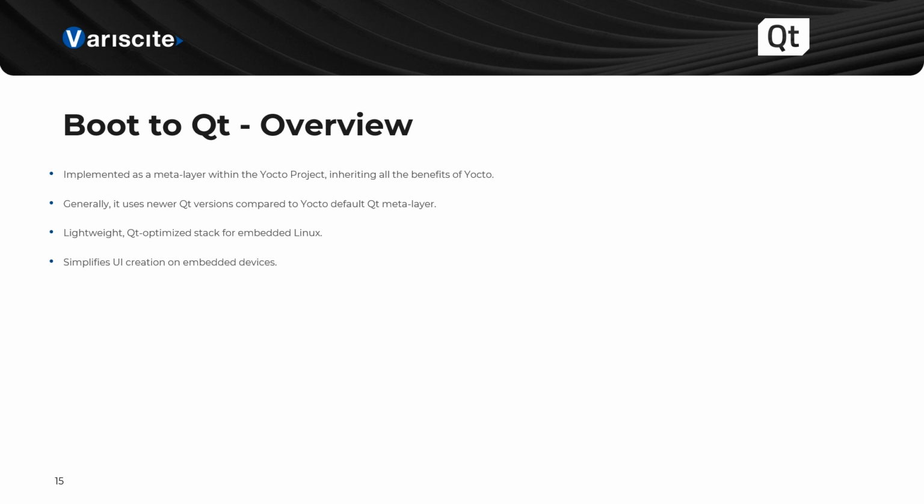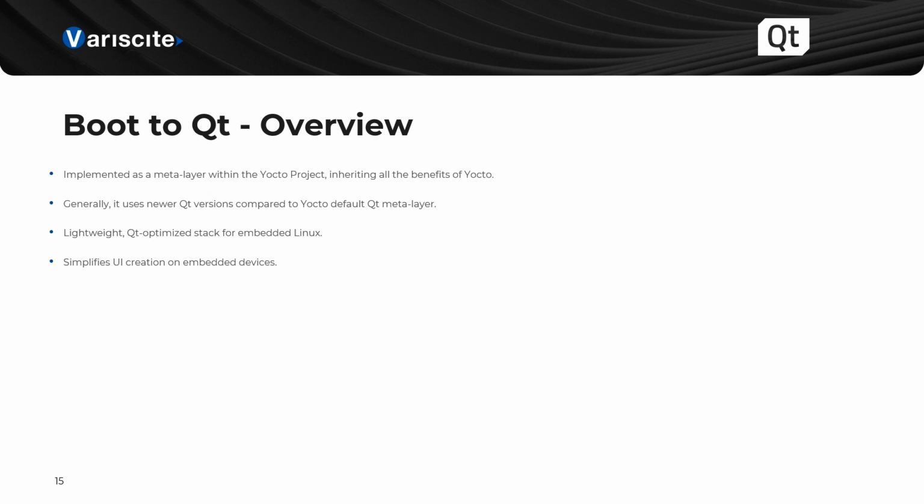One of the key advantages of Boot to Qt is that it generally uses newer versions of Qt compared to Yocto's default Qt meta layer. This ensures you have access to the latest features, improvements, and optimizations that Qt offers, enhancing the overall capability of your embedded application. Boot to Qt is designed as a lightweight Qt-optimized stack for embedded Linux, leveraging performance-sensitive applications as it reduces overhead and ensures that the system runs smoothly and efficiently on embedded hardware.